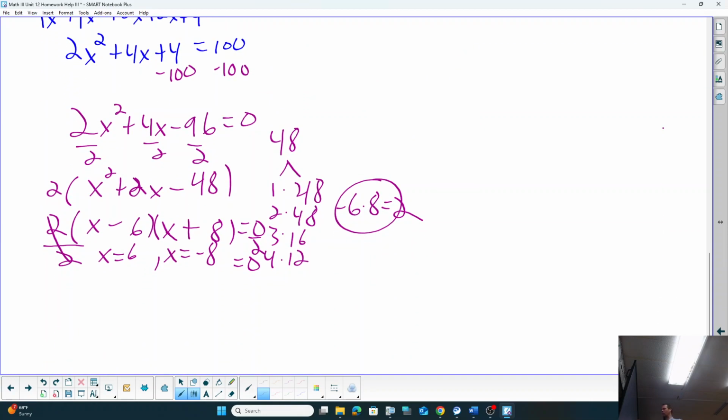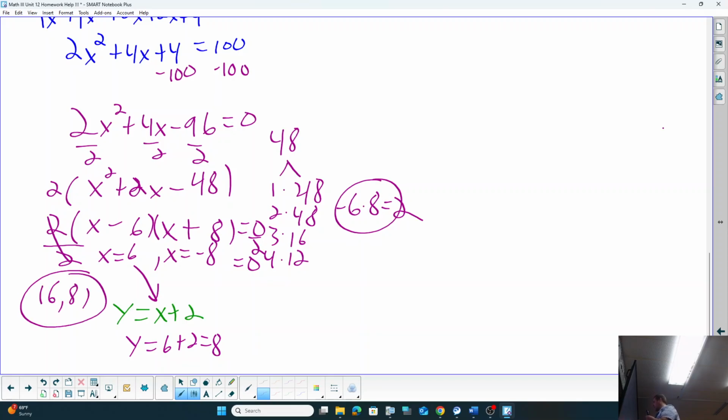Now we're going to plug it back into the easiest equation, which is y equals x plus 2. That's probably the easiest equation. So we're going to plug that in there. Plug a 6 in, you get y equals 6 plus 2 is 8. So when x equals 6, y equals 8. One of our answers.